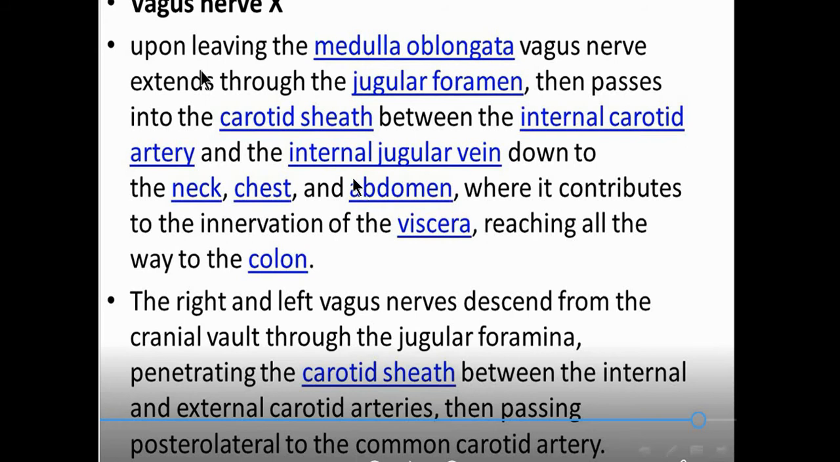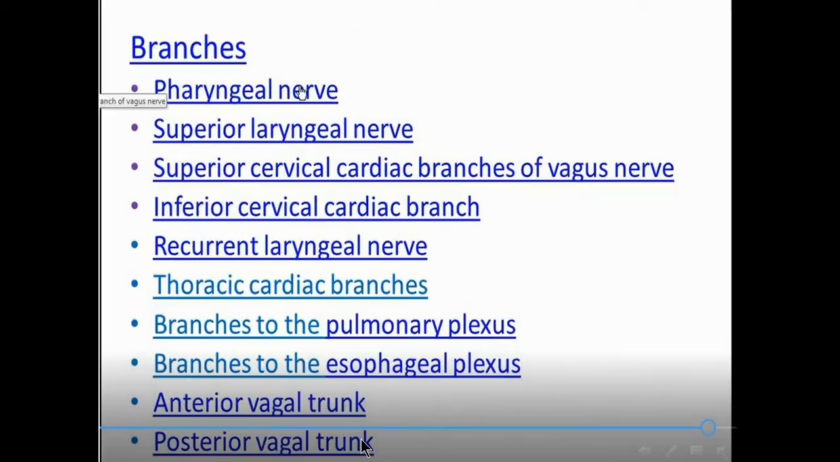Now cranial nerve number 10. Upon leaving the medulla oblongata, the vagus nerve extends through the jugular foramen, then passes into the carotid sheath between the internal carotid artery and internal jugular vein down to the neck, chest, and abdomen, where it contributes to the innervation of viscera, reaching all the way to the colon. The right and left vagus nerves descend from the cranial fossa through the jugular foramen, penetrating the carotid sheath, then pass posterolateral to the common carotid artery.